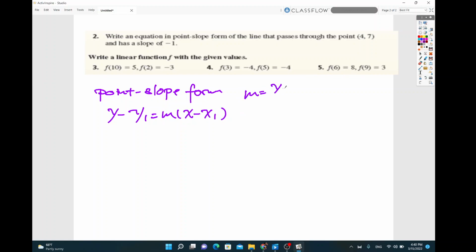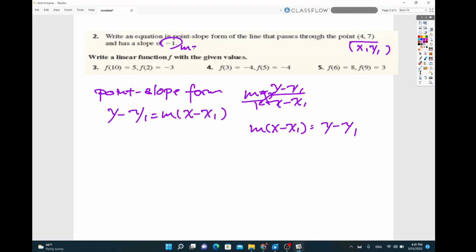We know the slope is y minus y1 over x minus x1. If we cross multiply, we have m times the quantity x minus x1 equals y minus y1, which is the same thing as the point-slope form. The point (4, 7) is x1, y1, a given position, and the slope is given as -1. Plugging in numbers, we get y minus 7 equals -1 times the quantity x minus 4. No need to convert that to slope-intercept form.